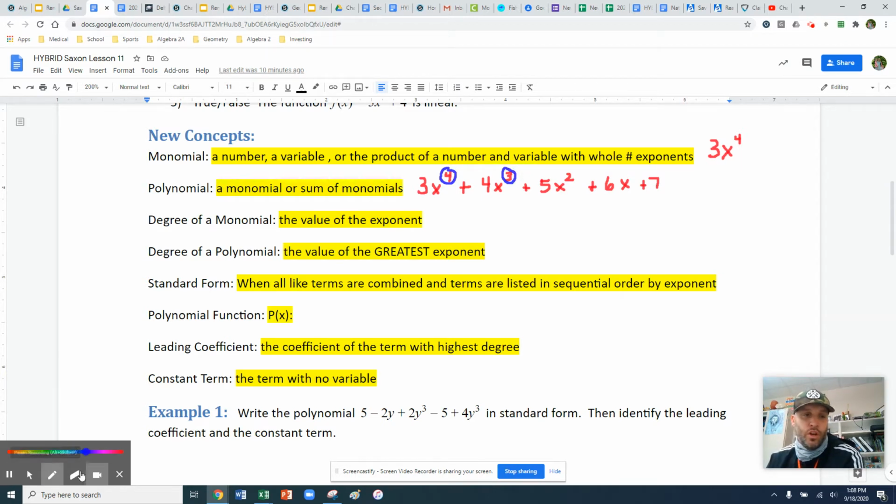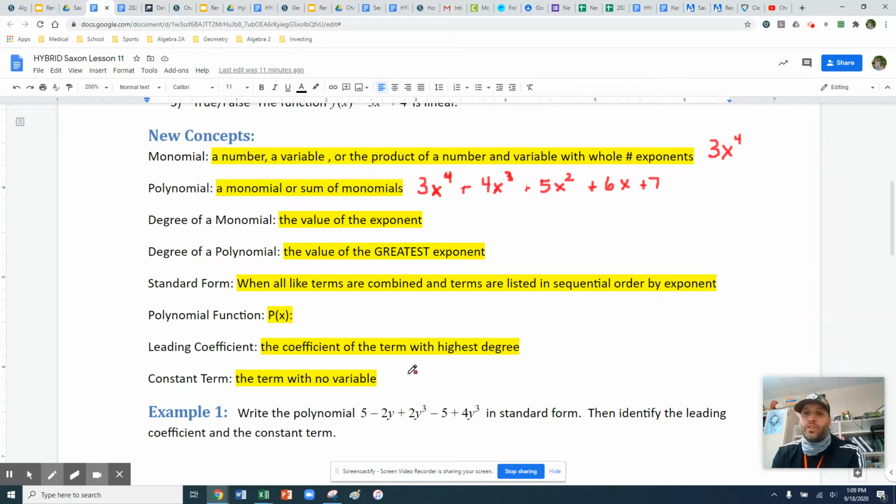and so forth. When you're talking about the whole polynomial, you're going to look for just the greatest exponent of any term that's in the polynomial. So in this polynomial example, the degree of the whole polynomial would be 4, a 4th degree polynomial. We're going to practice putting polynomials in standard form. Standard form is when all like terms are combined, so any of the variable terms that have the same degree, we're going to combine those together.